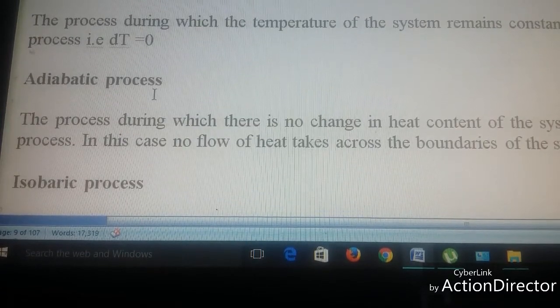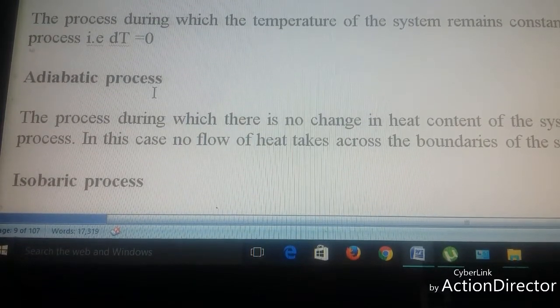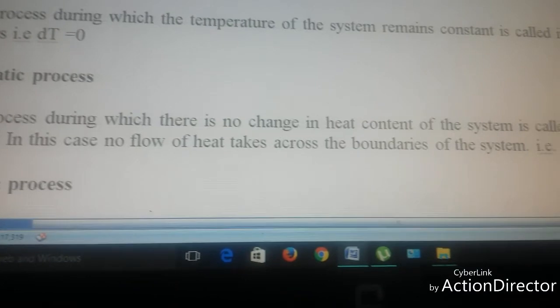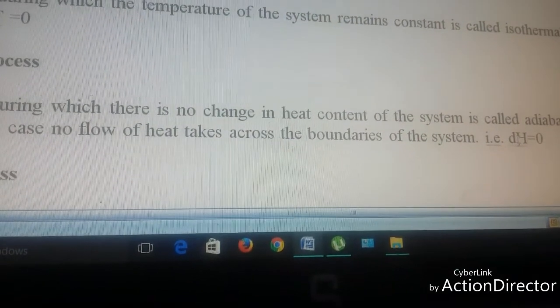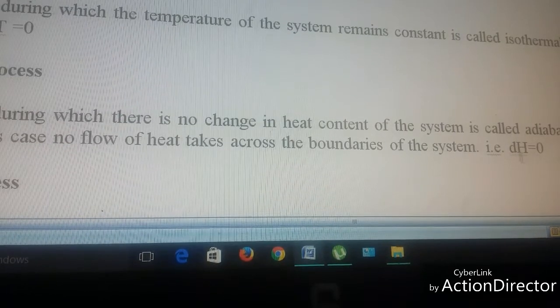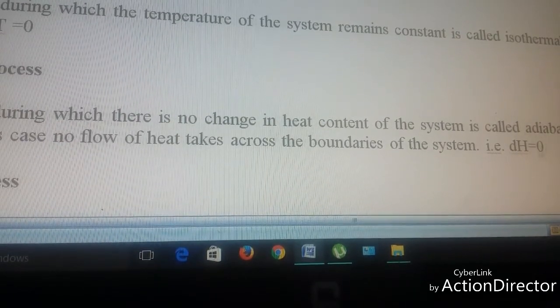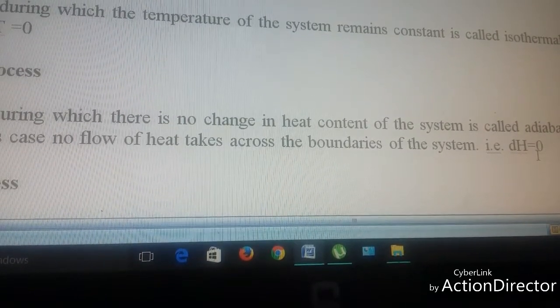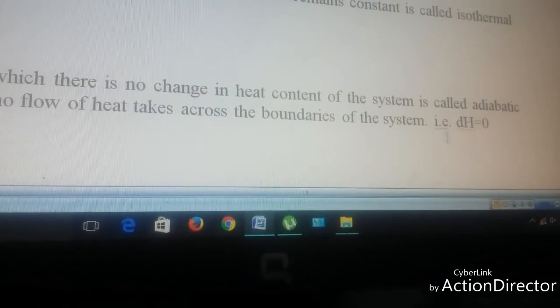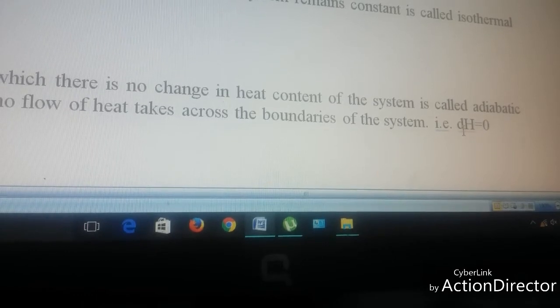Second is the adiabatic process, in which there is no change in the heat content of the system. The change in the heat content I am denoting by dH. So dH I am taking to be 0. In this case, no flow of heat will take place across the boundaries of the system. So you can see dH is taken as 0.